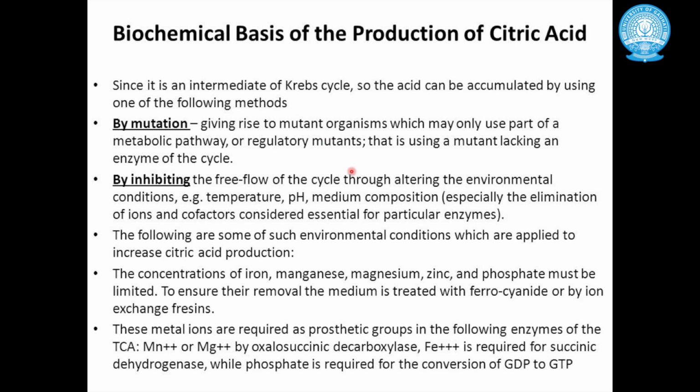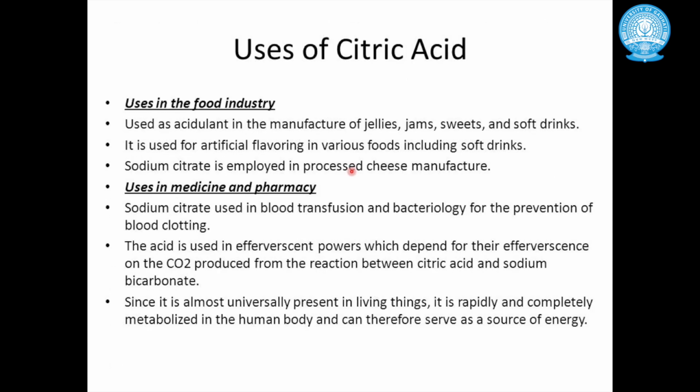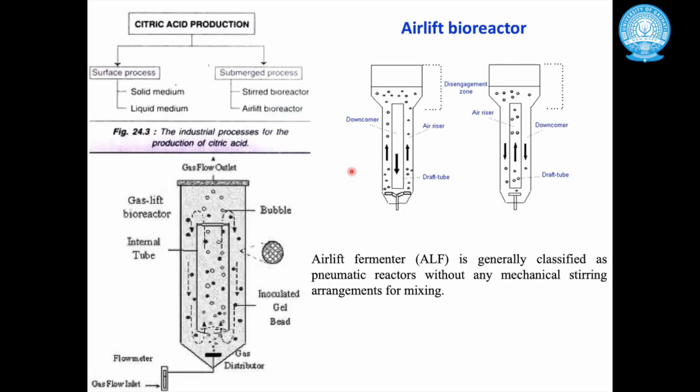You can inhibit the free flow of the cycle by altering the environmental conditions like temperature, pH, medium. So if you alter any of these, you may find that beyond citric acid you don't find any other intermediate being produced. Uses in the food industry, used in medicine and pharmacy. I can go through the uses of citric acid from here. So these are examples of, again, citric acid production through airlift bioreactor.